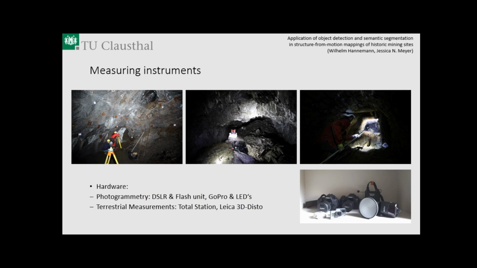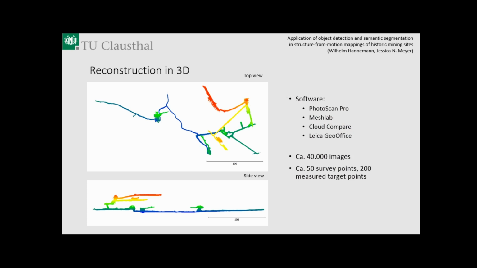So what did we use as a method? We used structure from motion underground with a DSLR camera and several flash units, and sometimes a GoPro on a long stick for parts we didn't want to crawl into. And we used terrestrial measurements using a total station or a Leica 3D Disto for small confined spaces as well, to get reference measurements and something to compare our structure from motion data to, to check if we are still going in the right direction and scale. So the results from last year are this 3D reconstruction.